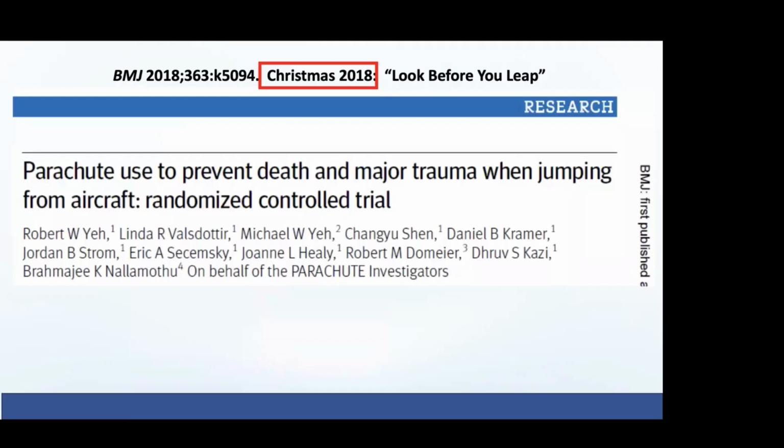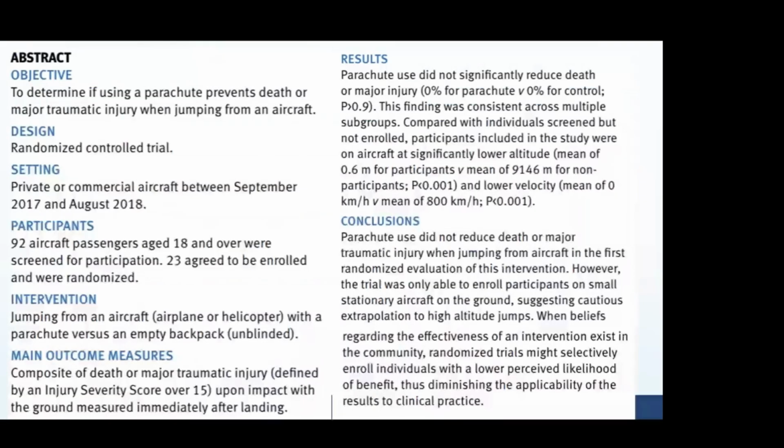So then there was a follow-up of this where some people answered the challenge and tried to do an actual randomized controlled clinical trial of parachute use to prevent death and major trauma when jumping from aircraft. You can see they call themselves the parachute investigators. And this was a strong group, from some famous institutions.